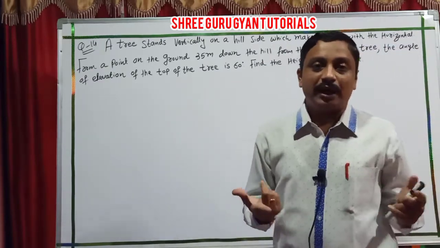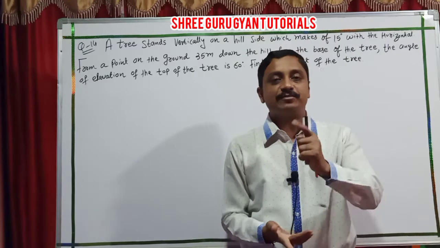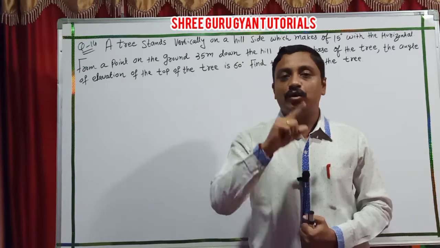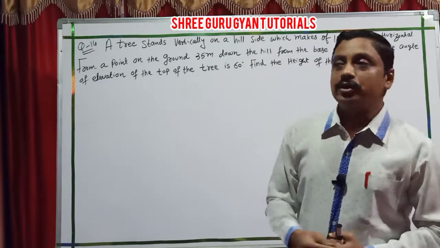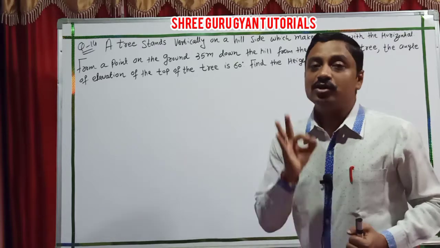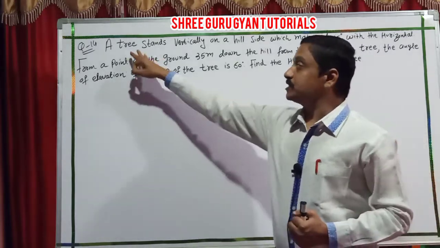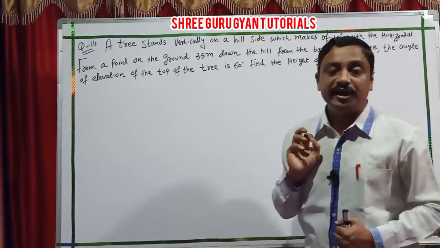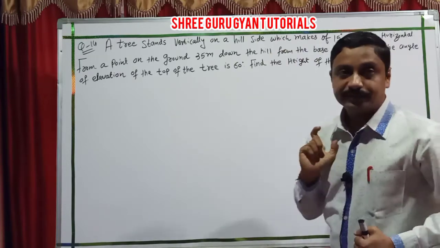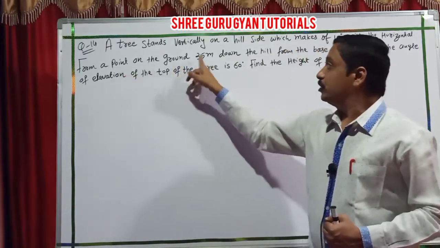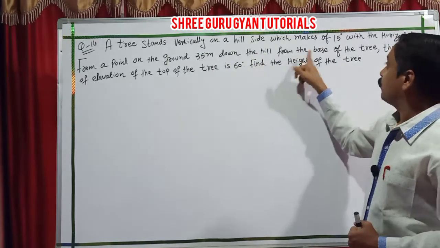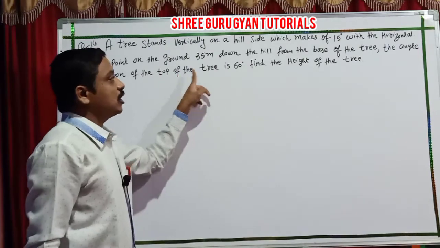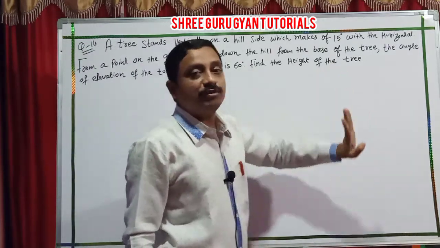It is a word problem, height and distance related numericals. You already studied this last year in 10th standard. But last year they did not utilize the sine rule and cosine rule. Students, this numerical is especially for sine rule and cosine rule related word problems. The question is: a tree stands vertical on a hillside which makes an angle of 15 degrees with the horizontal, and from a point on the ground 35 meters down the hill from the base of the tree, the angle of elevation of the top of the tree is 60 degrees. Find the height of the tree.